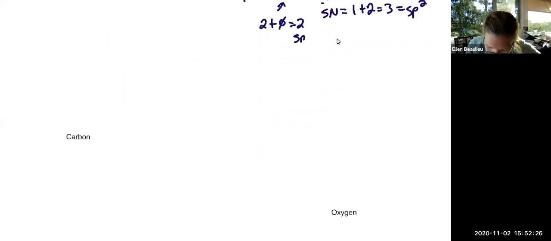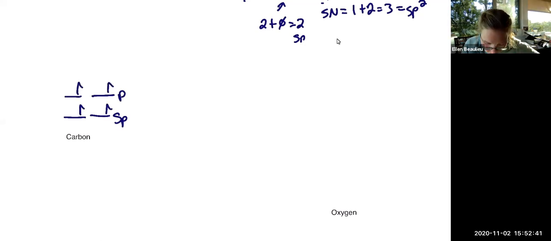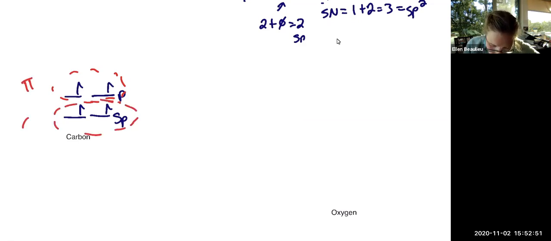Now, what does sp hybridized carbon look like? I make 2 sp hybridized orbitals. I have 2 non-hybridized p orbitals. Overall, carbon has 4 valence electrons. So 1, 2, 3, 4. These are going to be used to form any pi bonds. These are going to be used to form sigma bonds. So we use the hybrid orbitals to form sigma bonds. We use the unhybridized p orbitals to overlap and form pi bonds.